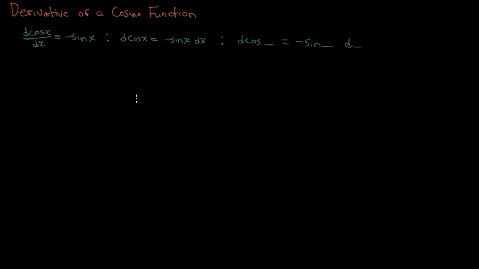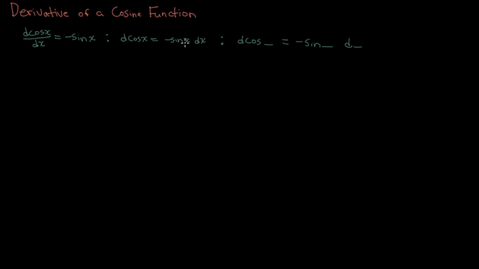In this video, we're going to discuss how to evaluate the derivative of a cosine function. The derivative of a cosine function is just simply negative sine x. Okay, so let's say we have cosine x. The derivative of cosine x is negative sine x.